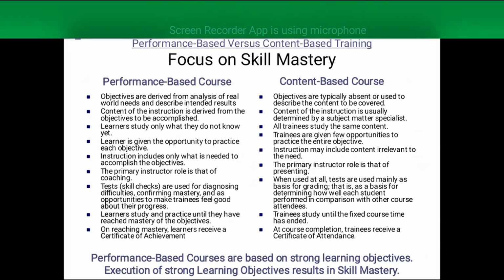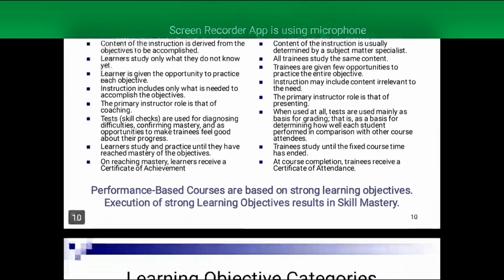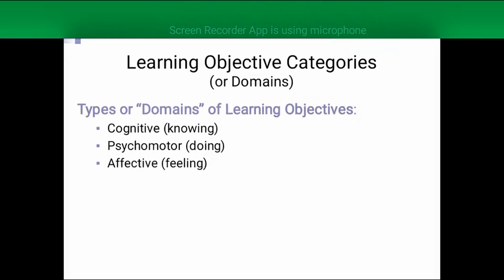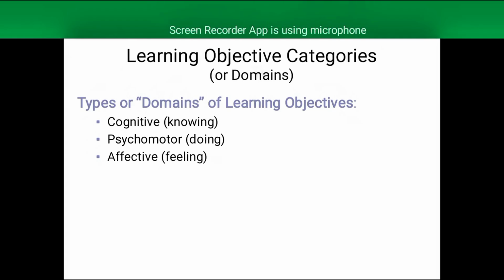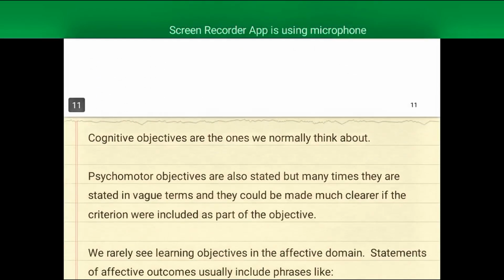Performance-based courses are based on strong learning objectives. Execution of strong learning objectives results in skill mastery. Focus on skill mastery in performance-based courses. Learning objective categories, or domains: cognitive, knowing; psychomotor, doing; affective, feeling. These are the three types of domains of learning objectives.